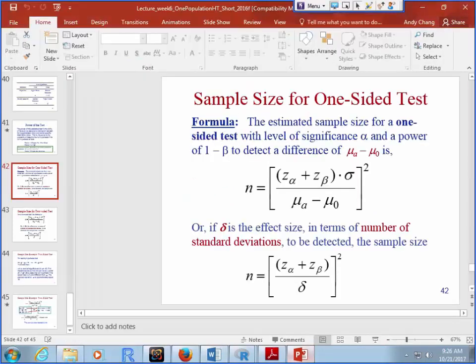Okay, so half a standard deviation, that means what? This delta will be 1/2. You don't need the standard deviation. If this part is half a standard deviation, that's 1/2 standard deviation, and the standard deviation cancels. If you still remember your algebra, it's essentially the same thing. Same formula, just used in a different way.